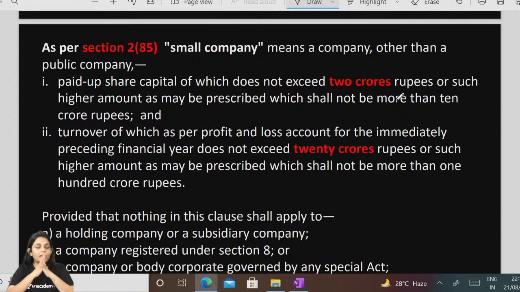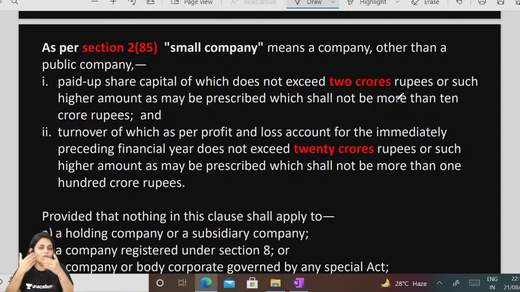Another privilege is that every company has to prepare an annual return, and this annual return has to be signed by one director and one CS. If the company does not have a CS, it is signed by a practicing CS. But if the company is a small company, the signing can be done by anyone. It can be done by the CS, and if the company has not appointed a CS, any one director can sign.